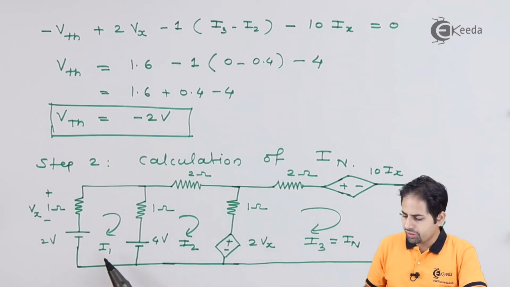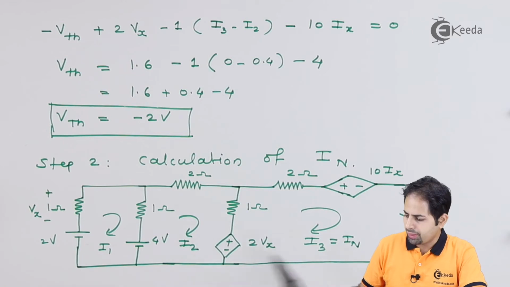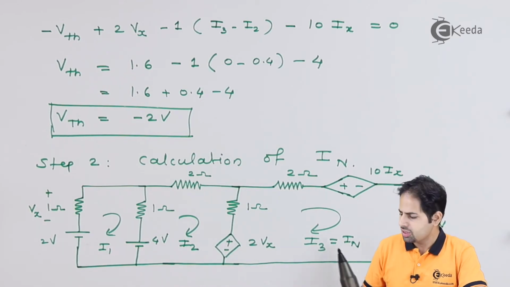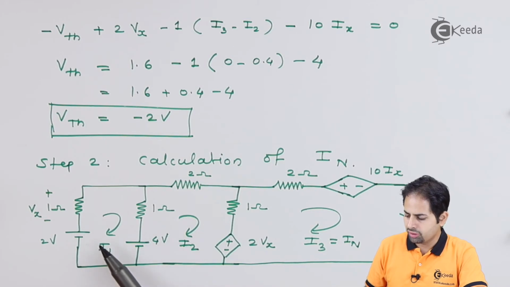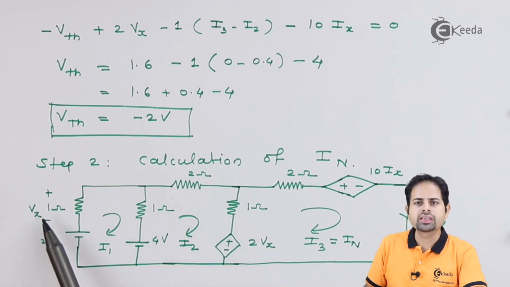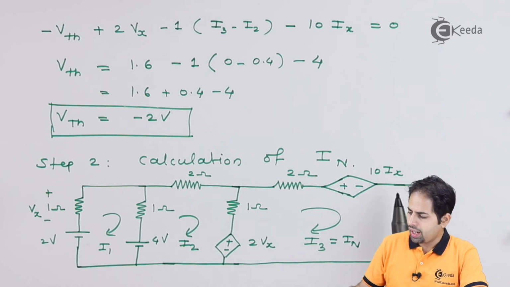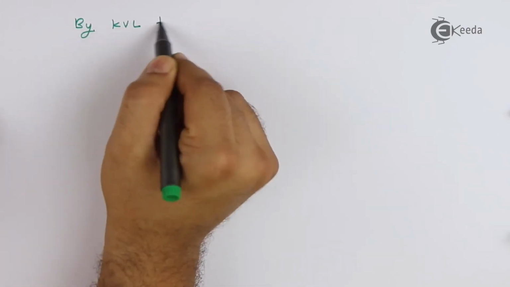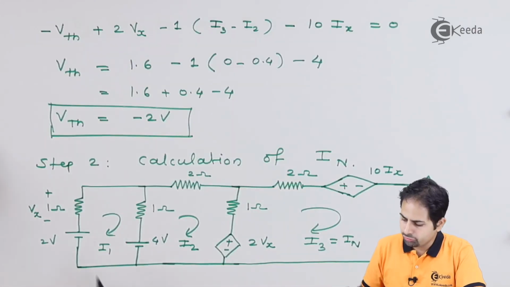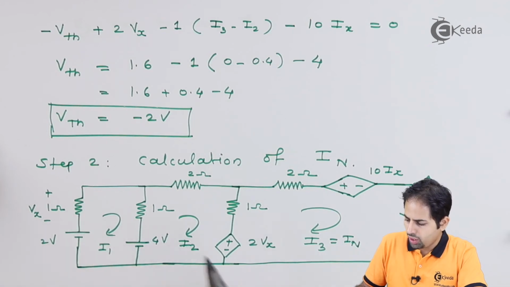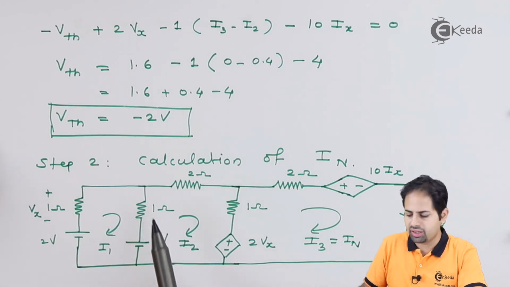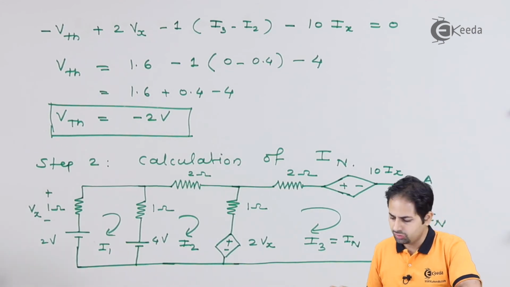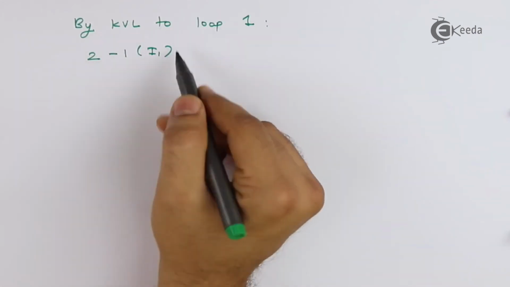And now, because we have written I1, I2 and I3, three currents, we can apply here again KVL to all three meshes, or these all three loops, and we can get this Norton's current by solving those equations. So one by one, we'll apply KVL. Here also this Vx is nothing but minus 1 into I1, and this Ix value is nothing but I2. This is what we have to remember. So KVL to loop 1 will give us 2, then minus 1 into I1, then here will be minus 1 into I1 minus I2, and minus 4 equal to 0.